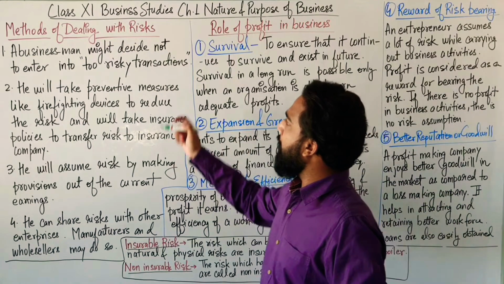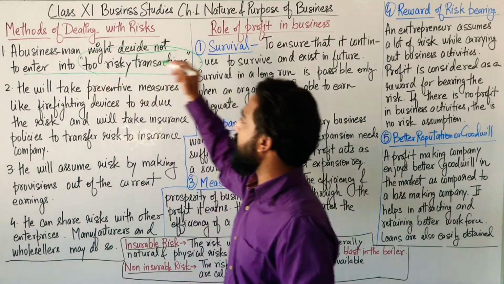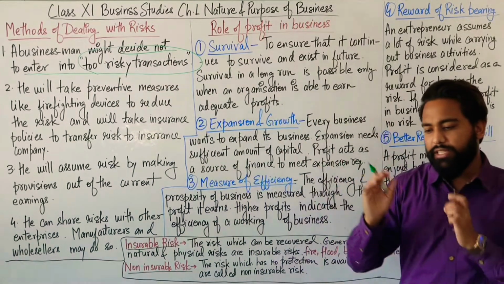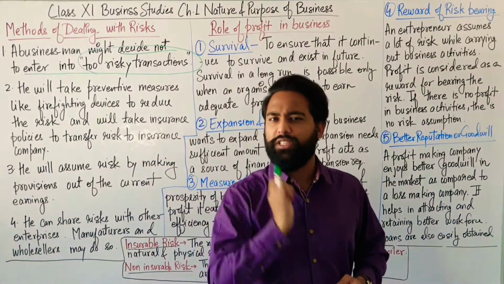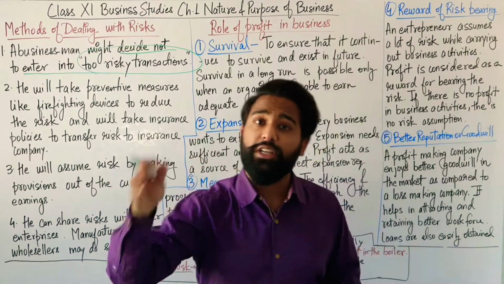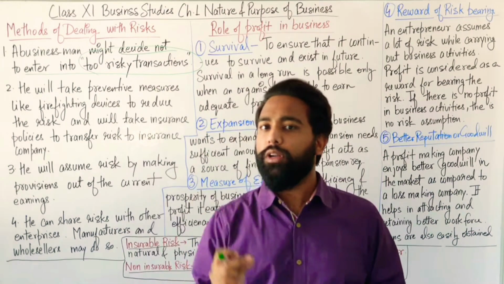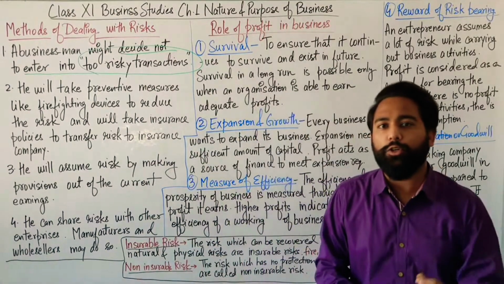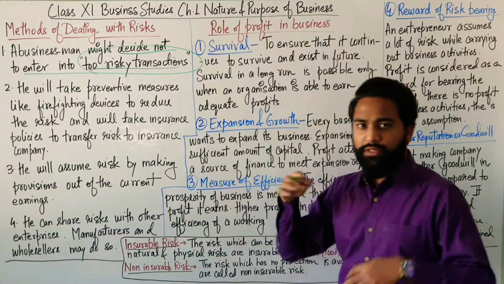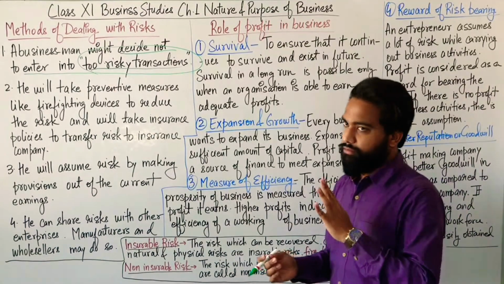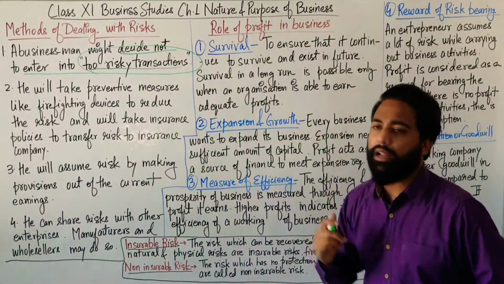A businessman might decide not to enter into too risky transactions. At first sight, the businessman judges that this transaction might be too risky. This is not risky, this is too risky. So those too risky transactions, whose risk is a little bit more, he tries to avoid. Basically, a businessman does not deal with too risky transactions. He usually avoids them.